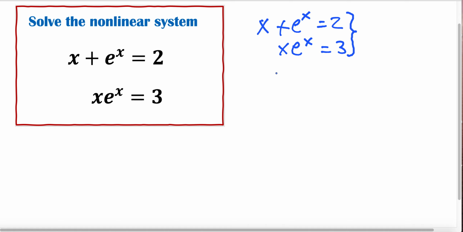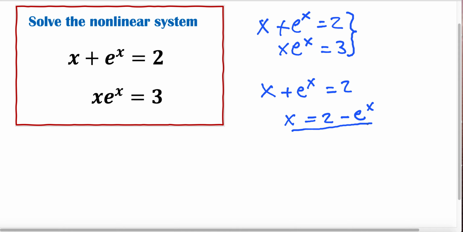And what can I do now? I'm taking the first equation here and I want to solve for x. So let me rewrite. x plus e to the x is equal to 2. When I'm solving for x, x is going to be equal to 2, so I'm moving e^x to the other side, it's a minus e^x. So this is what x is when I'm solving for x here.